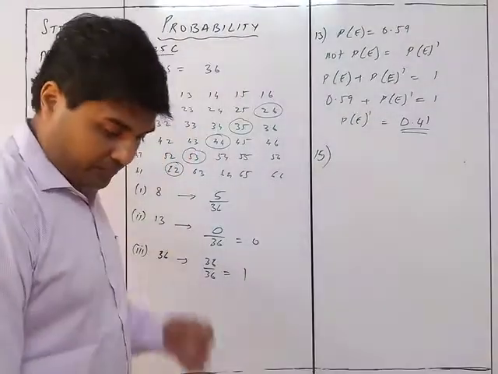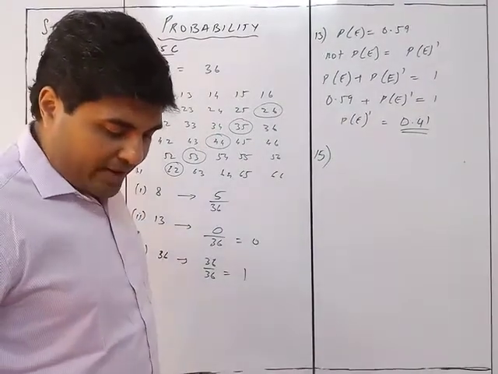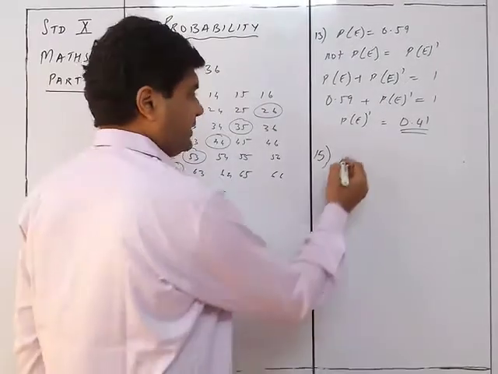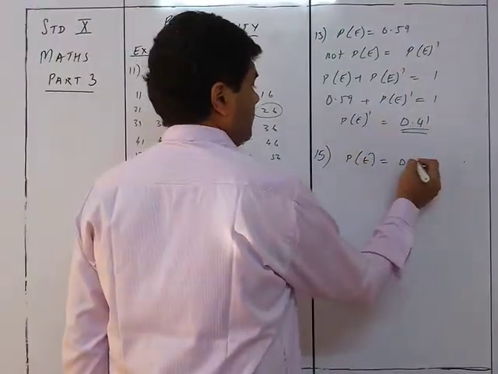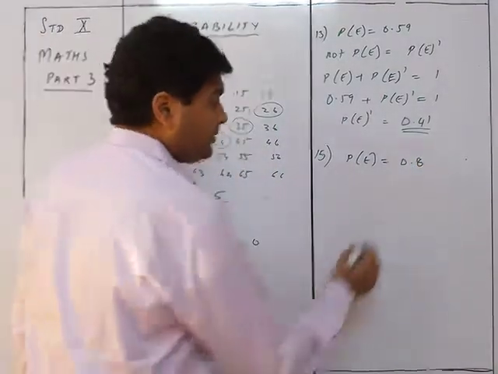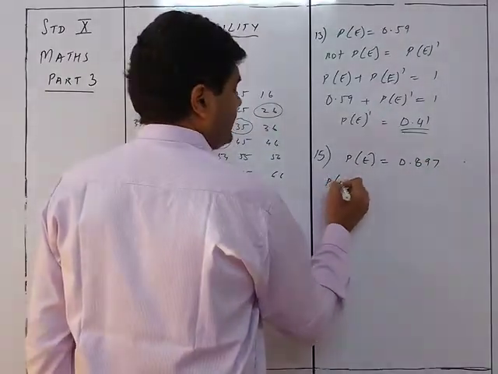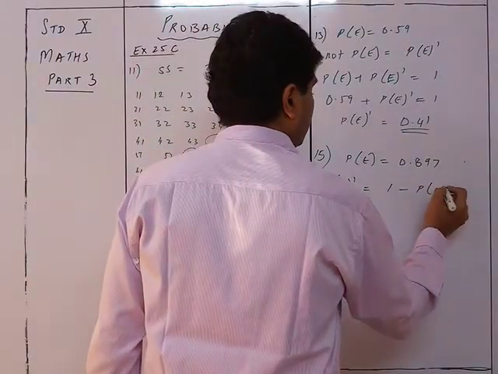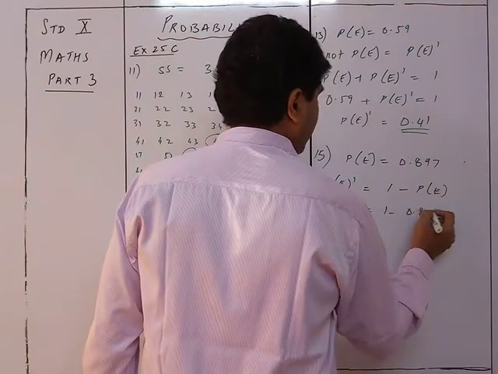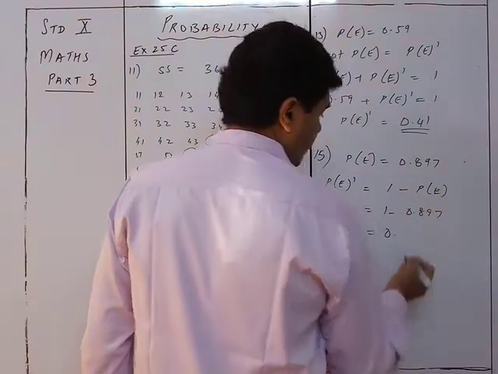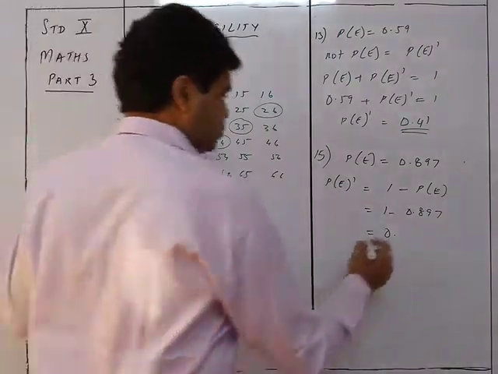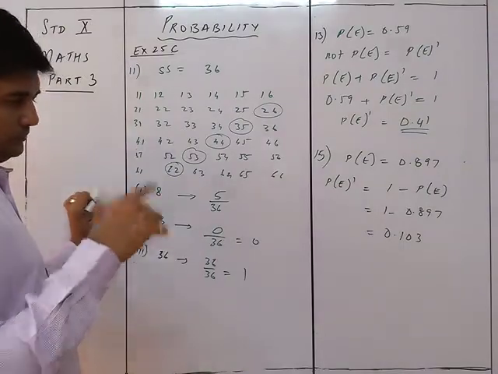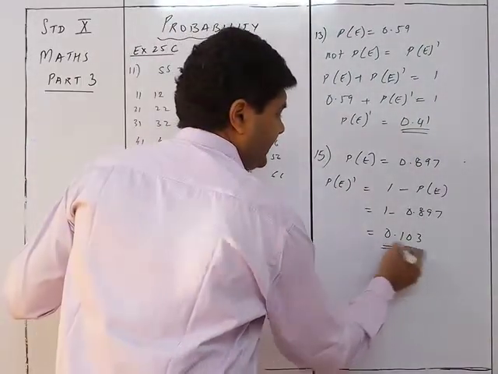Sum number 15. The probability of two boys not having the same birthday is 0.897. What is the probability of two having the same birthday? Again the same thing. PE is equal to 0.897. Therefore PE dash is equal to 1 minus PE. So that is 1 minus 0.897. That is 0.103. Yeah, that's PE dash.